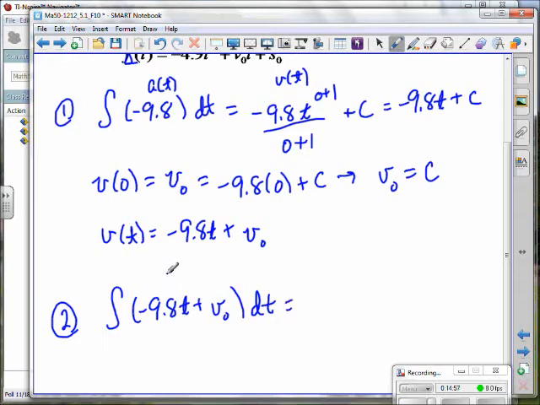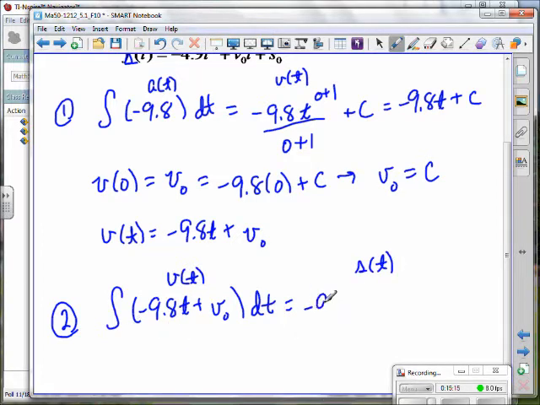So now this is my velocity function. When I take its derivative, what will I get? I don't mean derivative, sorry. When I take the integral of it, what do I get? The position, yeah. Okay, so let's see.